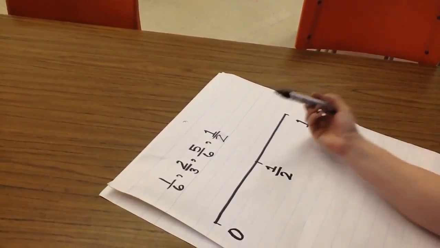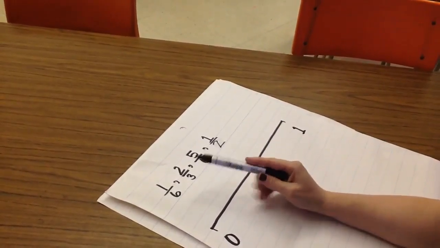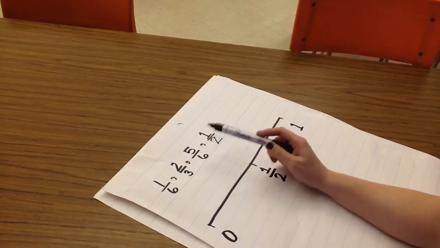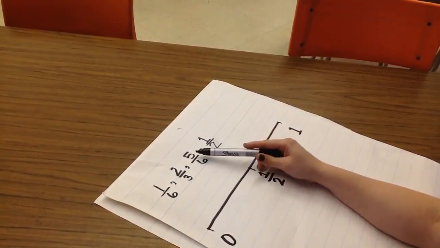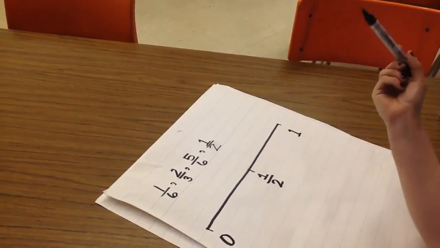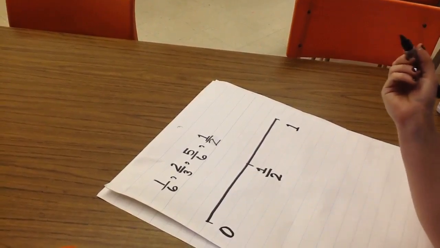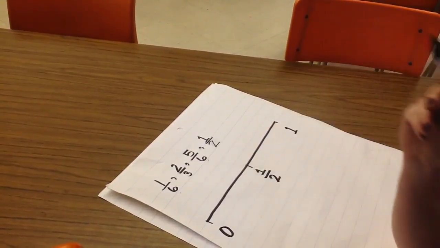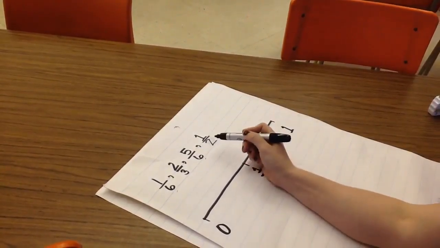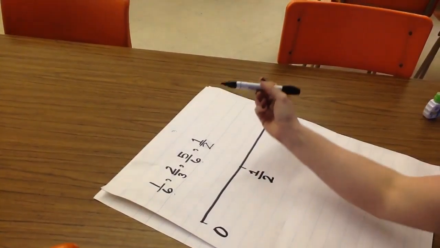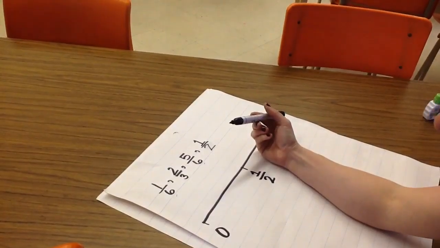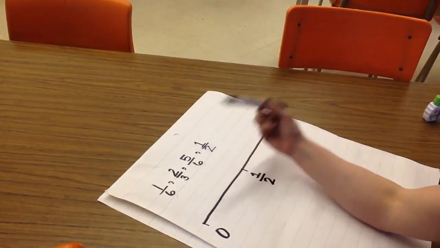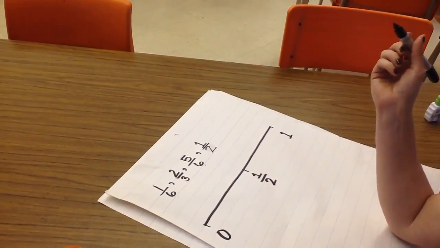Then I'm going to look at my fractions. I have 1/6, 2/3, 5/6, and 1/2. Because I have two fractions with a denominator of 6, I'm going to see if my other two fractions can be changed to equivalent fractions in order to have a denominator of 6 as well.